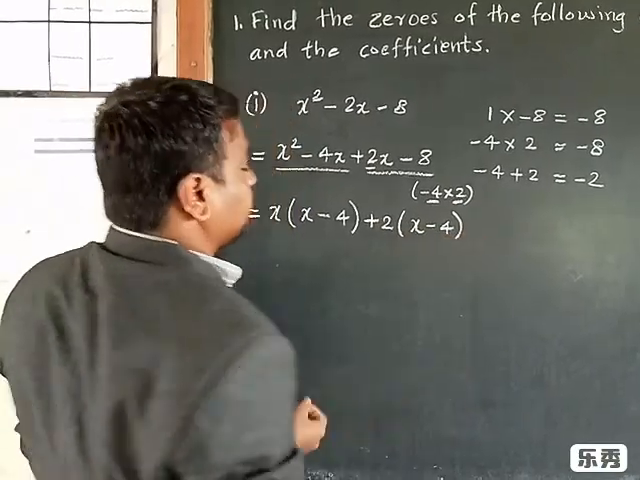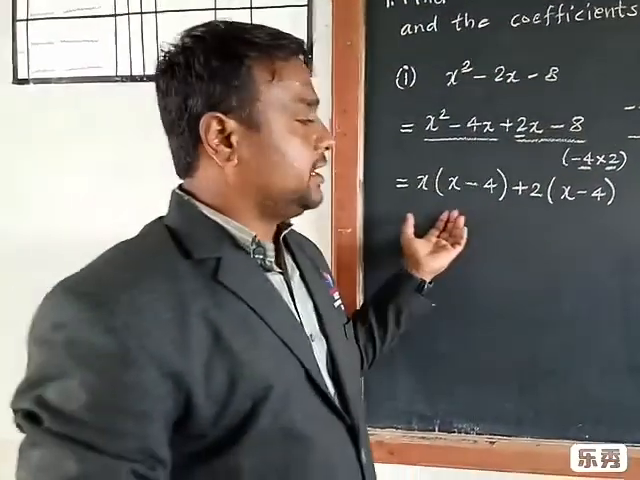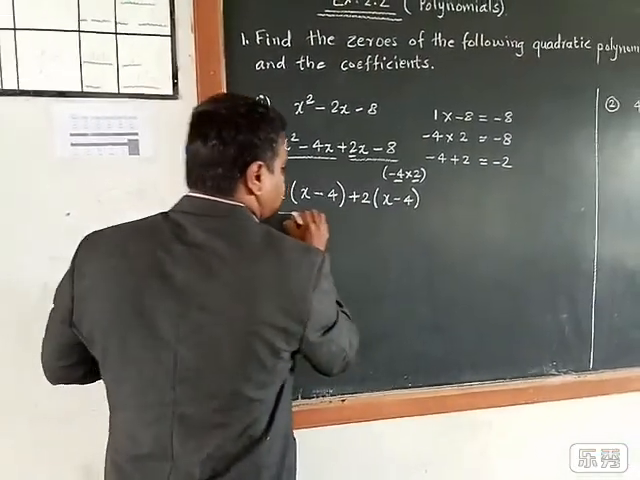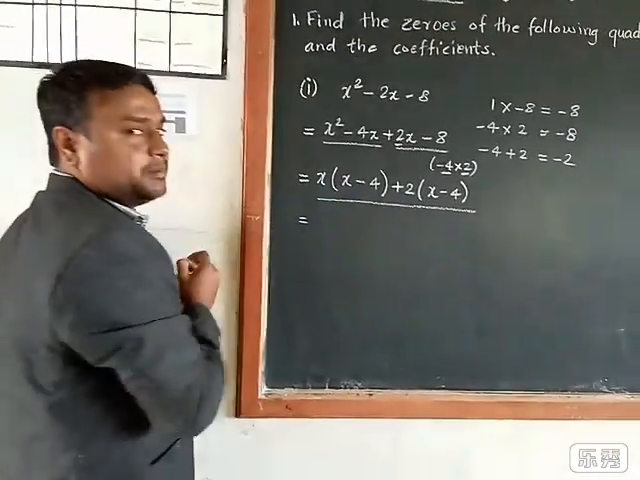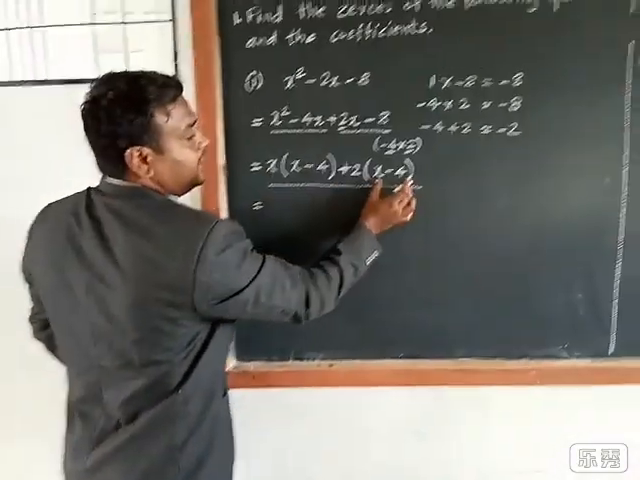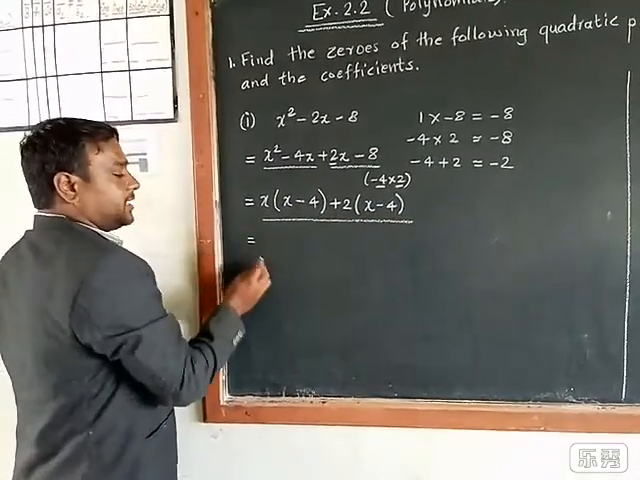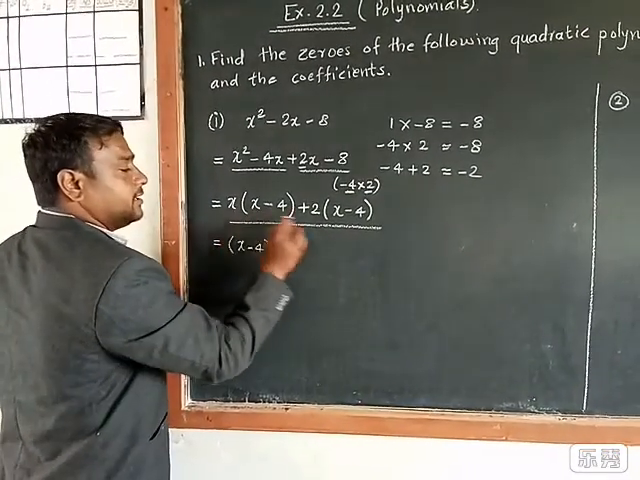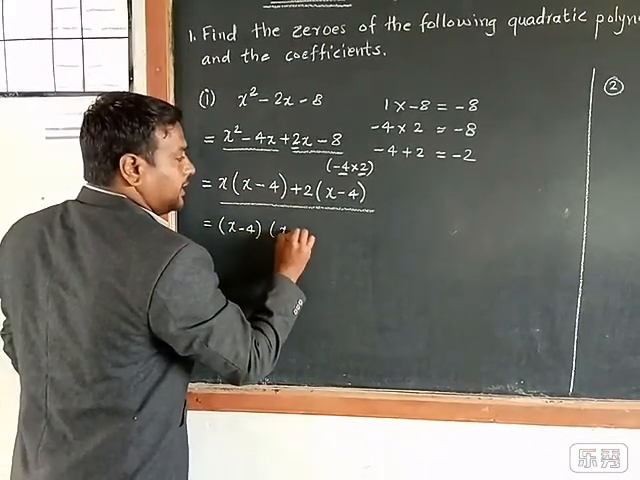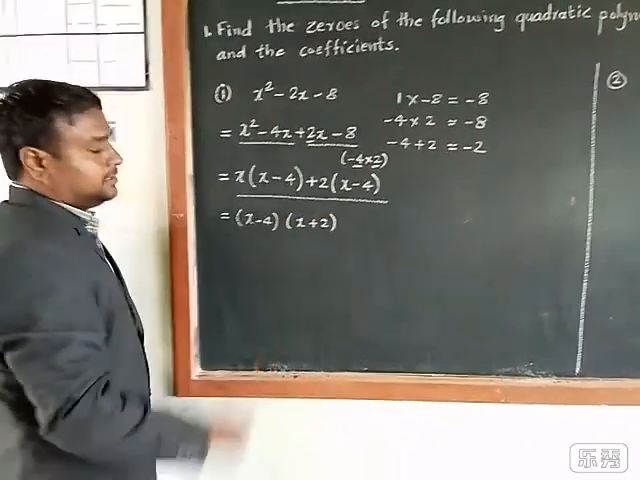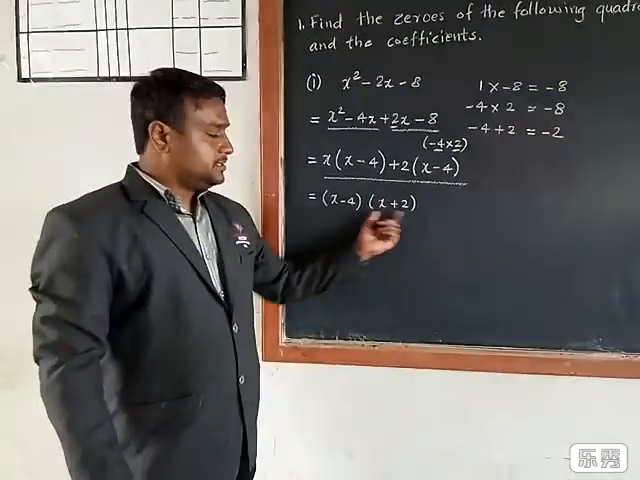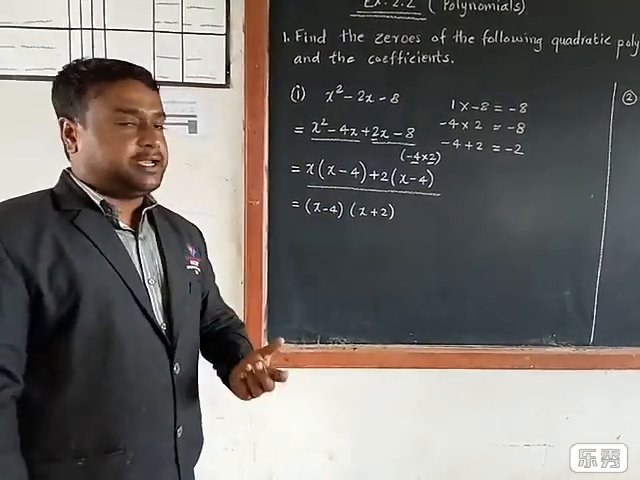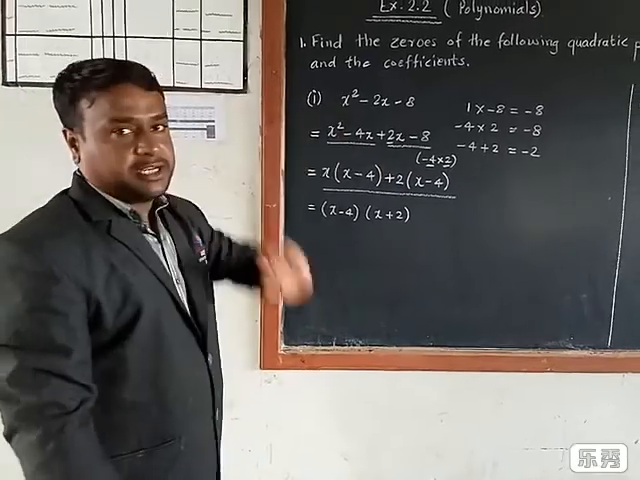X minus 4. Now you already know how to solve it. Again, in the whole expression we have to take out the common factor. So x minus 4 and x minus 4 is the common bracket. We take out x minus 4 as common, and in the other bracket we get x plus 2. So we get these two brackets here. Now we can easily find the zeros of this quadratic polynomial.